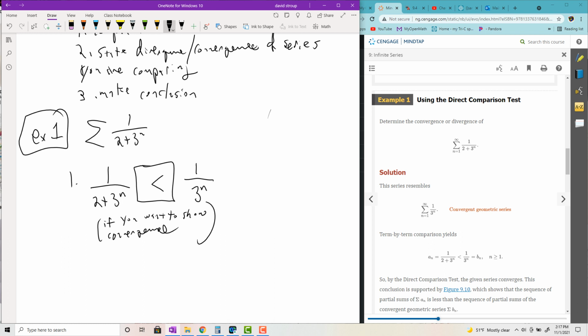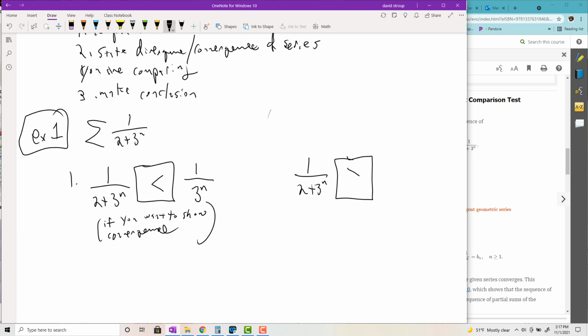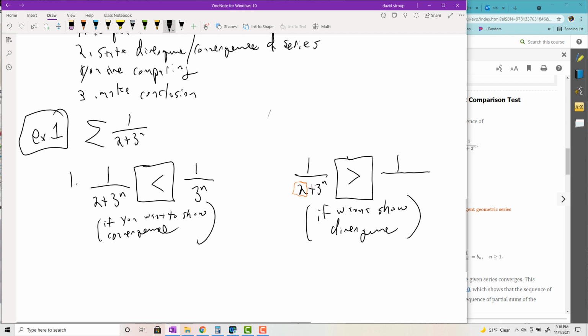All right. If you want to show divergence, the trick to pulling that off is to work with 1 all over 2 plus 3 to the n. We want to make the denominator bigger, right? So if we need this other directional inequality and we know the series on the other side is divergent, we want to make it this way. So if you want to show divergence, the trick will be to replace the term that you would normally chunk in the trash with another term, 3 to the n.